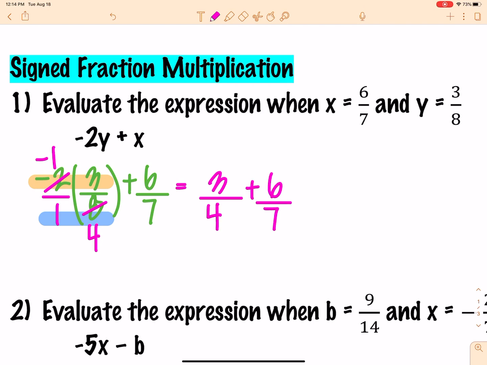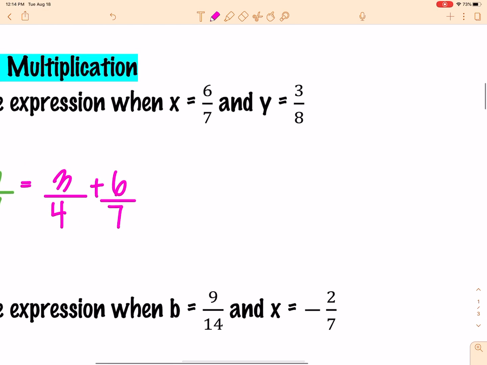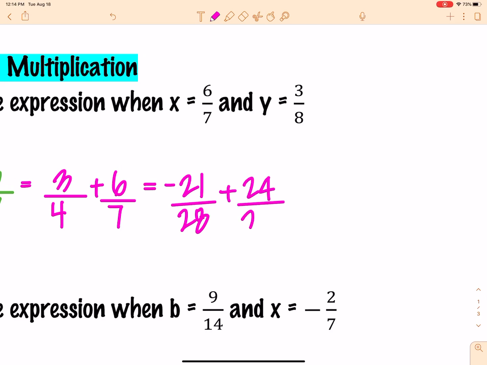Now we're adding fractions, and we know we need to have common denominators. So our common denominator here is going to be 28. I need to multiply the first fraction by 7, the second fraction by 4. Now that they have the same denominator, we can add the tops together, and we should get 3/28 as our final answer.